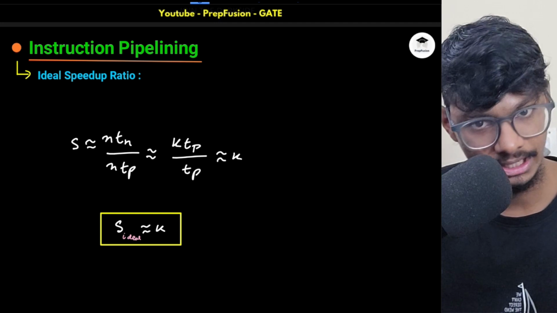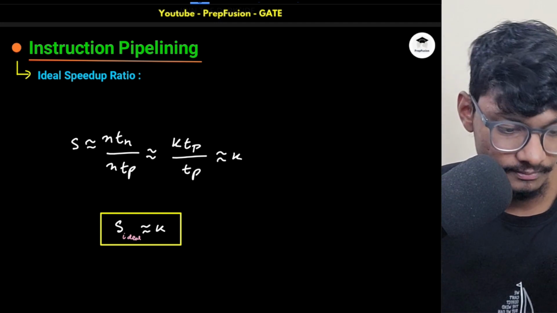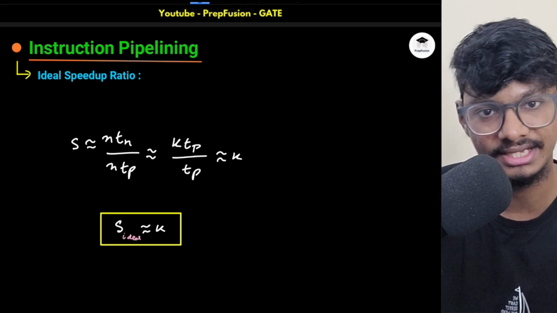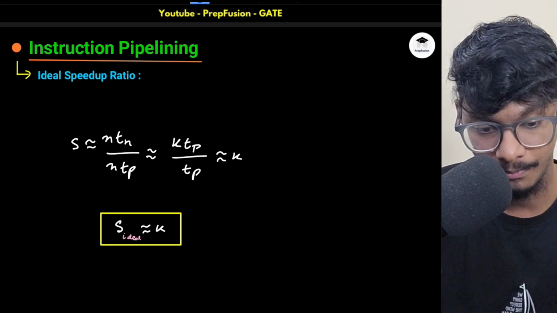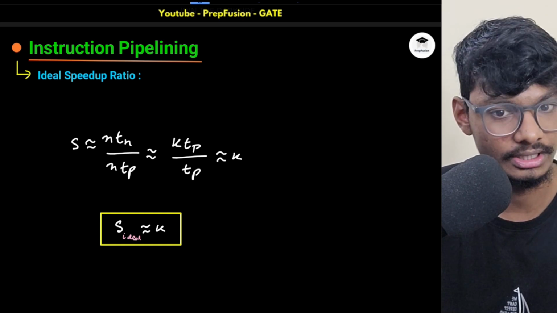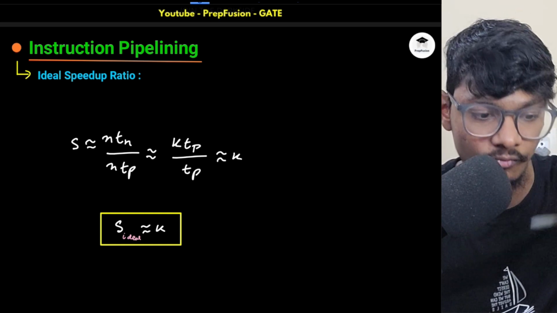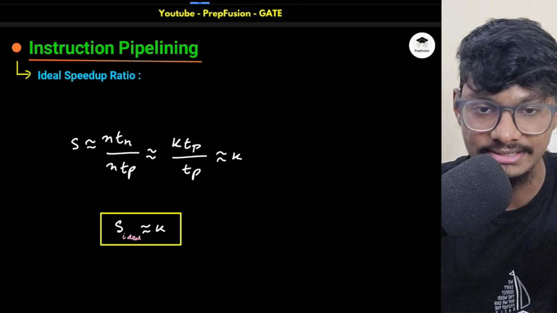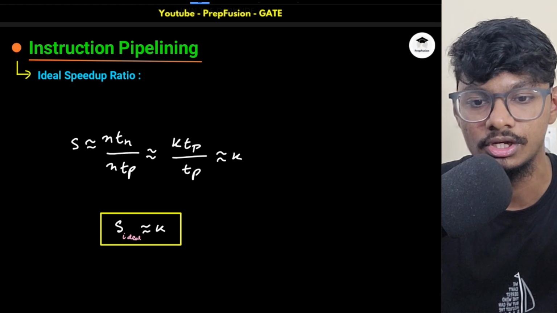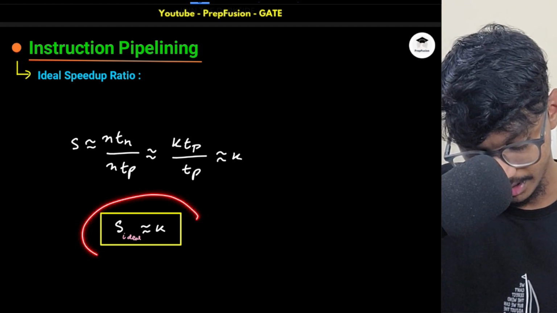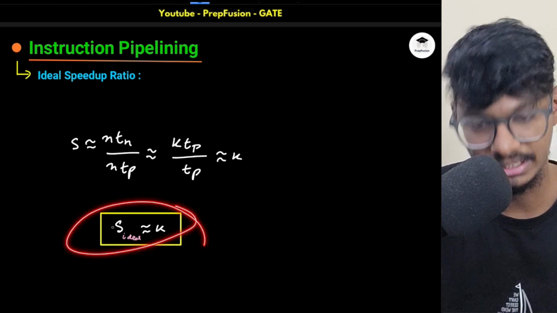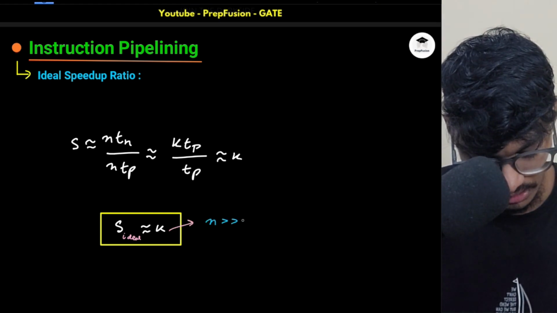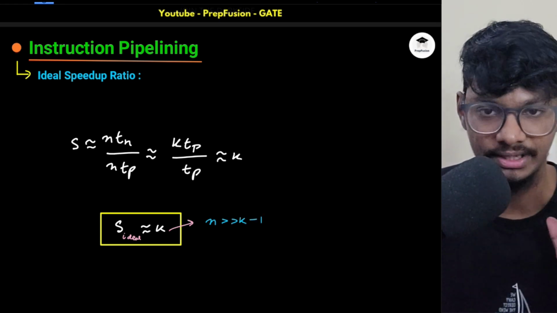If my n is very, very large, then obviously the total execution time will almost be equivalent to n cycles only. It will not be equal to n plus k minus 1 because n is very, very large. So as I increase my n, we reach an ideal state. That's why it is known as ideal speed up ratio, because we can never reach it. The assumption is that n is very, very greater than k minus 1.